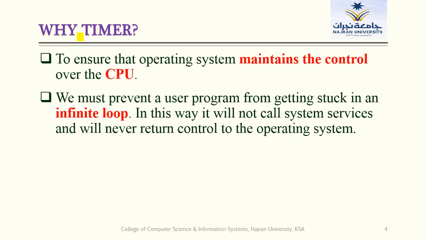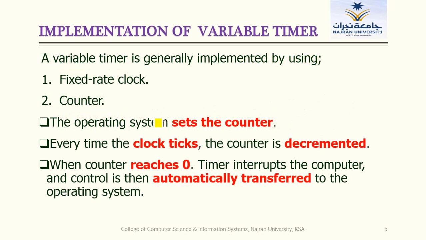Then we said why we need a timer, because we want to ensure that the operating system maintains control over the CPU, because operating system control over the CPU is very important for smooth running of our system. We gave one example, that a user program can get stuck in an infinite loop, which can create problems. So that's why we must give control back to the operating system. This is very important.